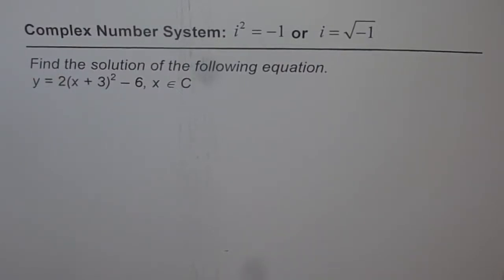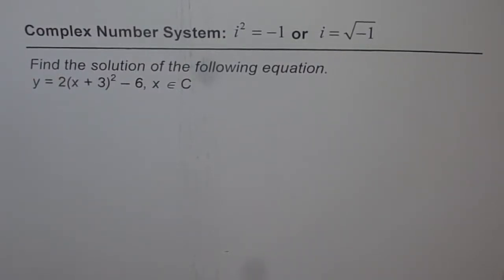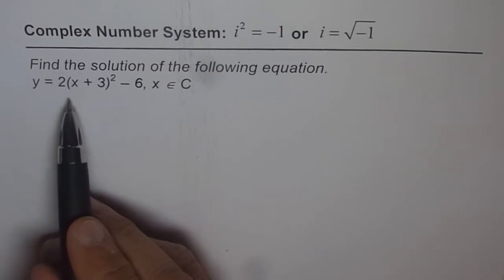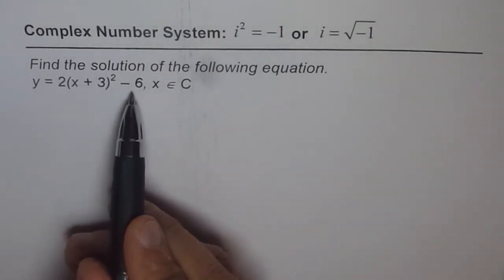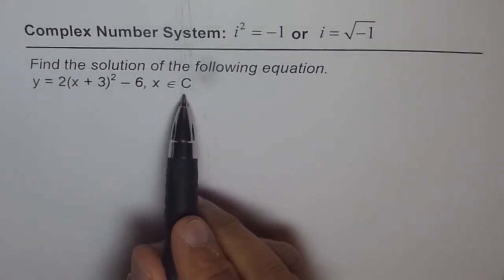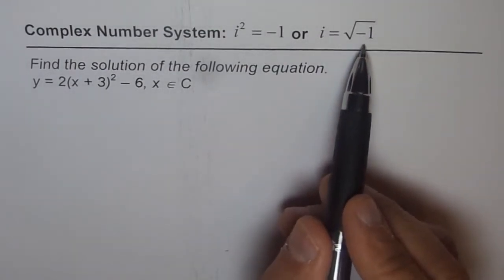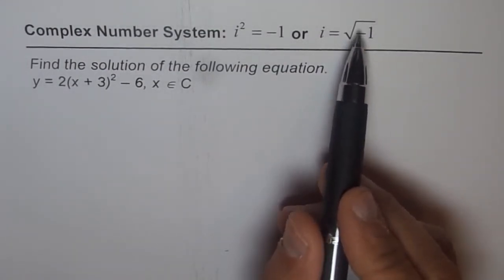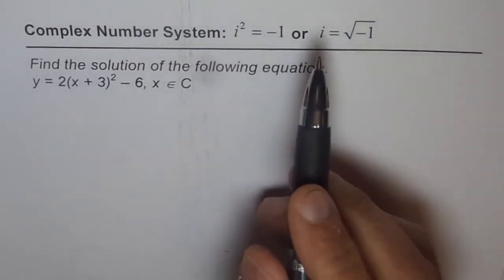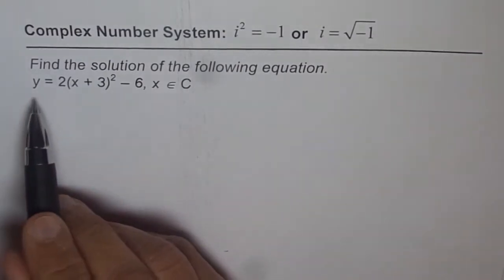Here's another quadratic equation question with complex numbers. Find the solution for the following equation: y equals 2 times (x plus 3) whole squared minus 6, where x belongs to complex numbers, right? Complex numbers means if you get a negative number within a square root, we now have a solution. The square root of negative 1 is i, or i squared is negative 1. Remember that part, right?